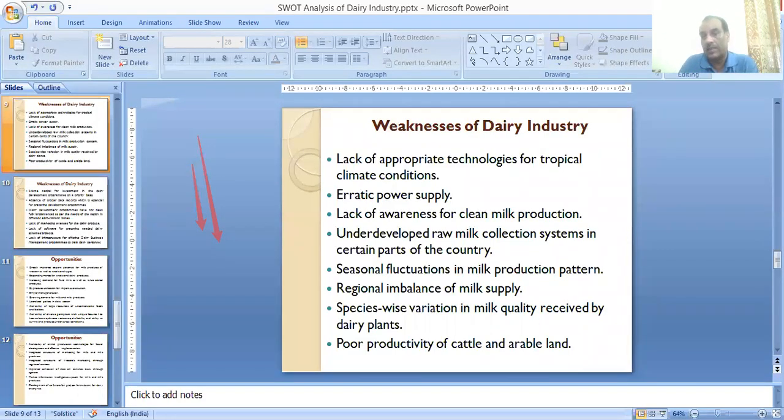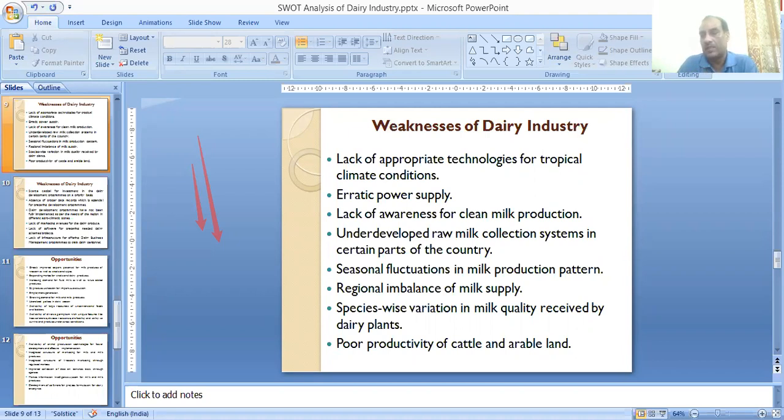What are the different kinds of impurities, and microorganisms get mixed in the milk because of unhealthy milking practices and rearing practices. So it is one of the challenges. Seasonal fluctuations in milk and milk production pattern is there. Regional imbalances of milk supply.